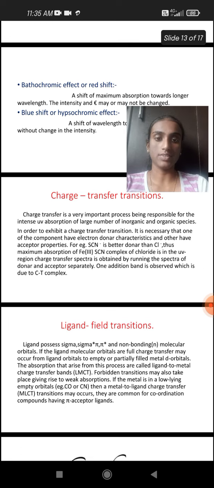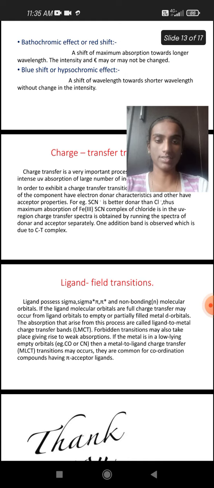Charge transfer spectra is obtained by running the spectra of donor and acceptor separately. One additional band is observed, which is due to charge transfer transition.